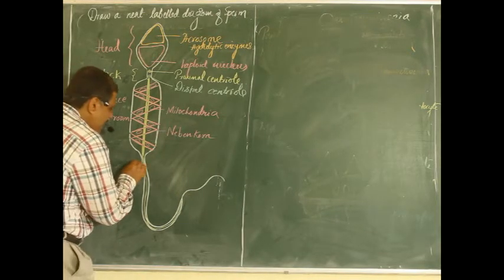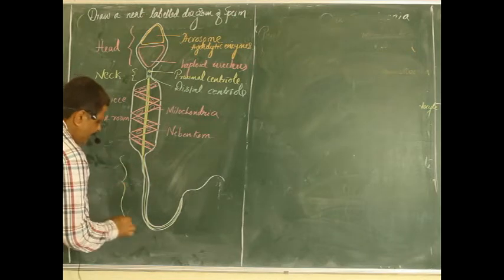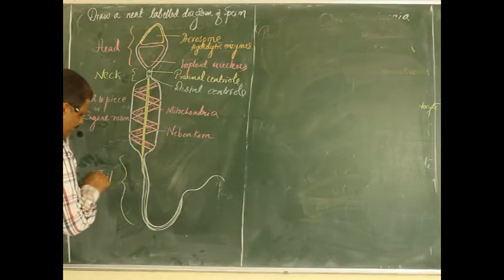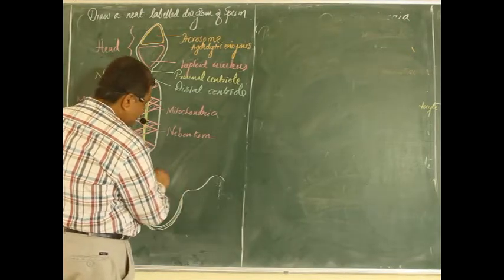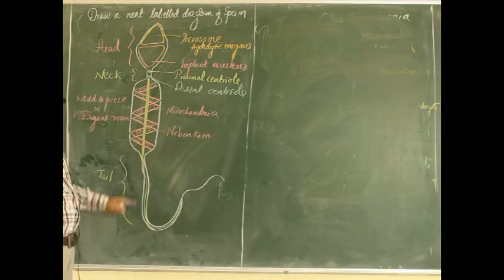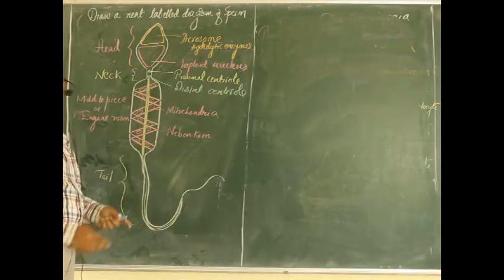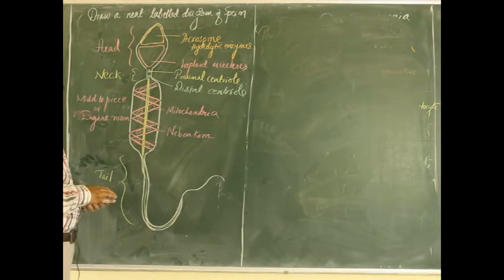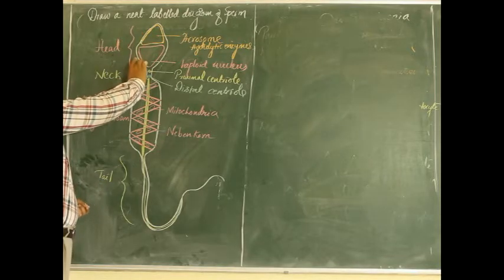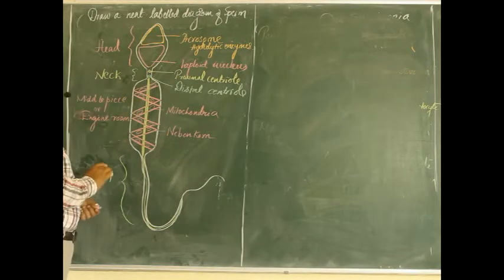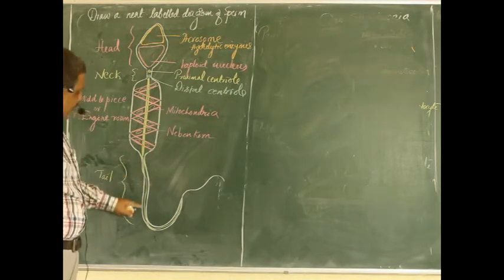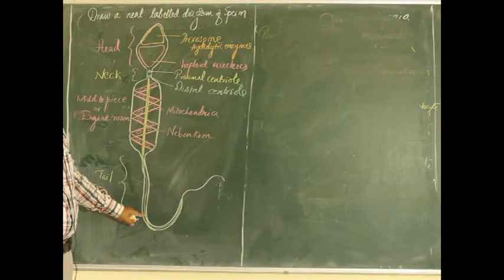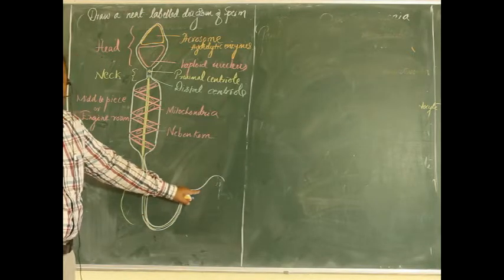And the tail portion, in the tail portion, there are two parts. One is called the principal piece and the other one is the end piece. But usually we call it as tail portion. So this is the structure of human sperm. There is a prominent head and a neck portion and middle piece, or it is also called engine room, and the tail portion. Thus, tail portion, it has the wide end, principal piece, and the narrow end piece.